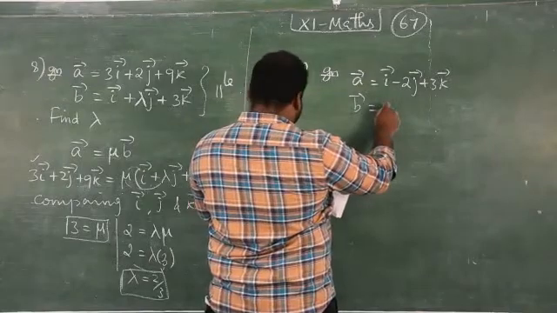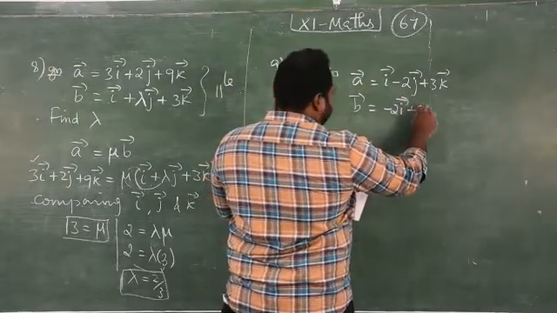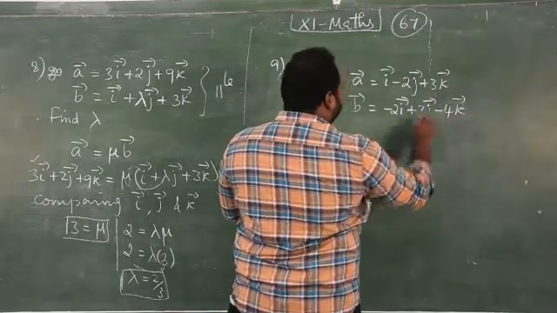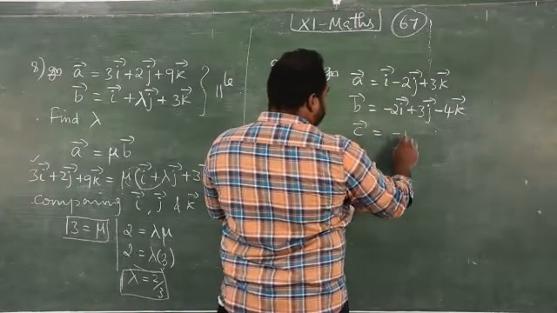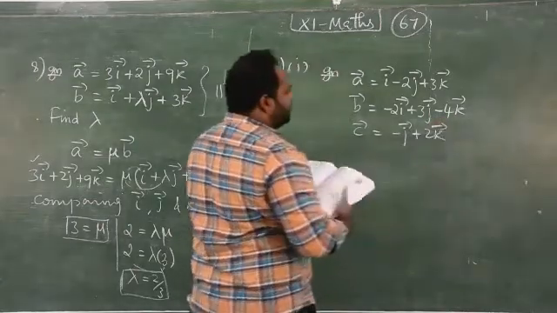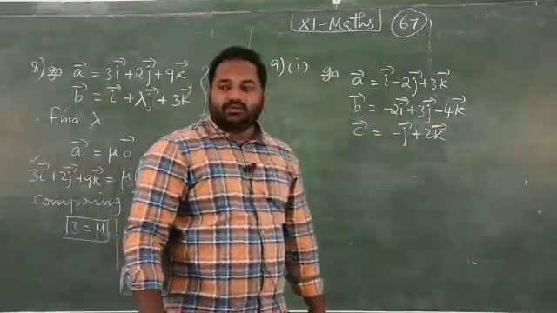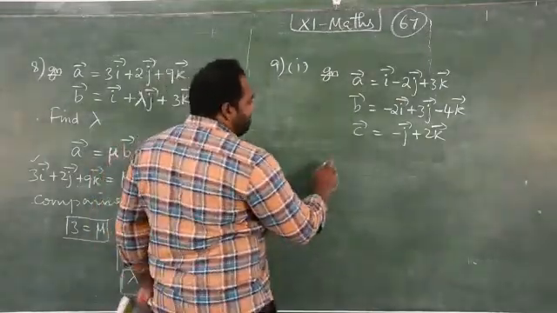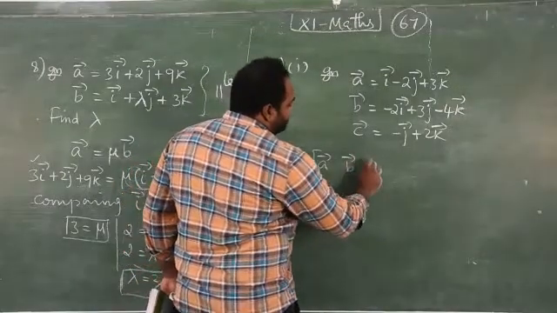B vector is minus 2i vector plus 3j vector minus 4k vector. C vector is minus j vector plus 2k vector. So here I am going to prove the box product is equal to 0 to make sure that the vectors are coplanar. See here, box product of A, B, C.